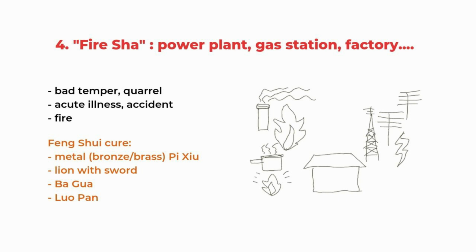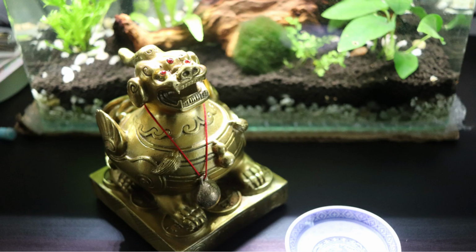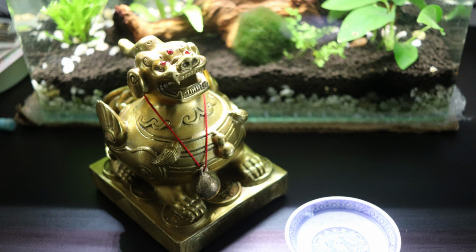The first feng shui cure is to use a metal pixiu. The metal can be bronze, brass, or other types of metal.